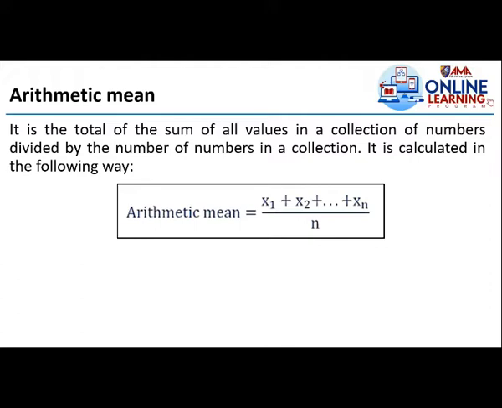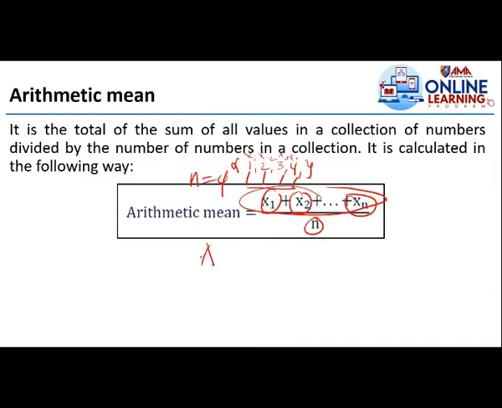It is calculated the following way: the arithmetic mean equals x sub 1 plus x sub 2 up to x sub n, divided by n. These x sub 1, x sub 2 up to x sub n are the actual data set. For example, given the data set 1, 2, 3, 4, those are x sub 1, x sub 2, x sub 3, x sub 4, the ones on top. You simply add those up. Then n is how many numbers are in the data set. So count them: 1, 2, 3, 4. So our n there is 4.